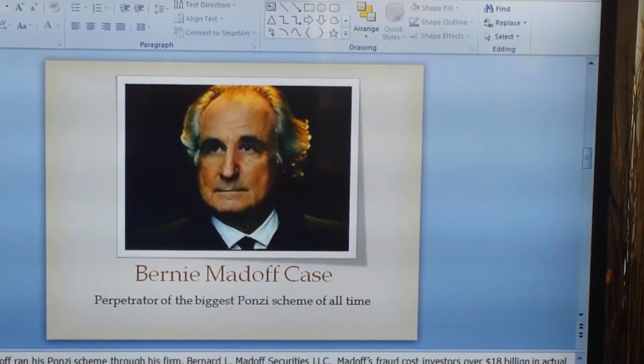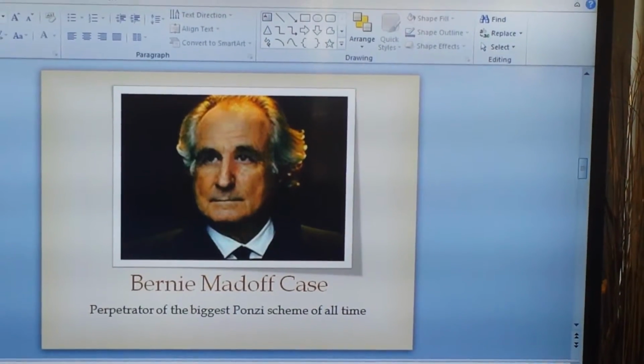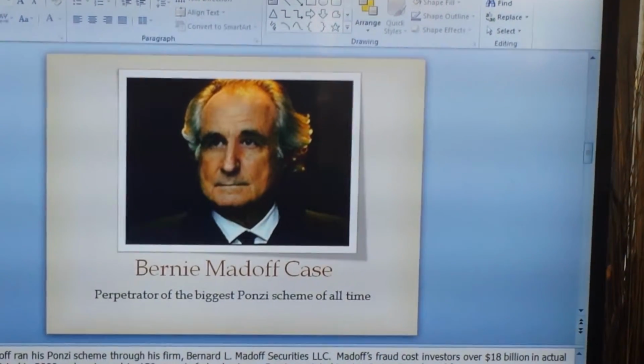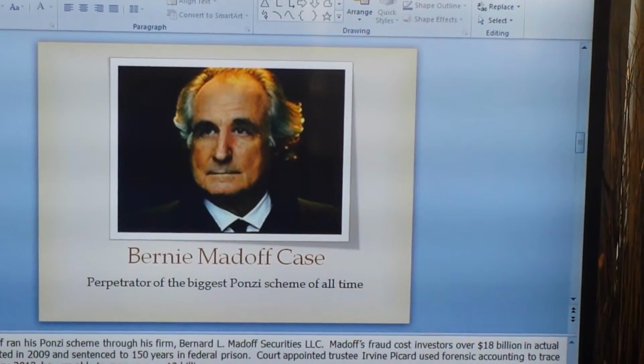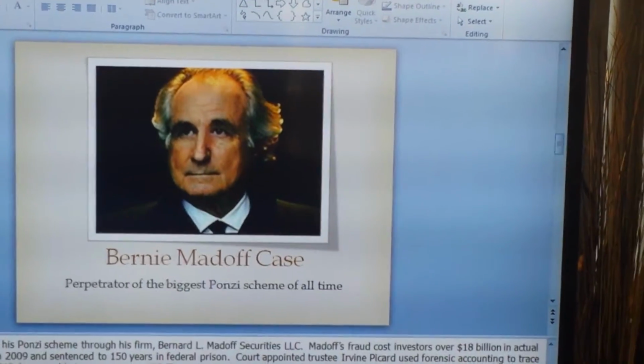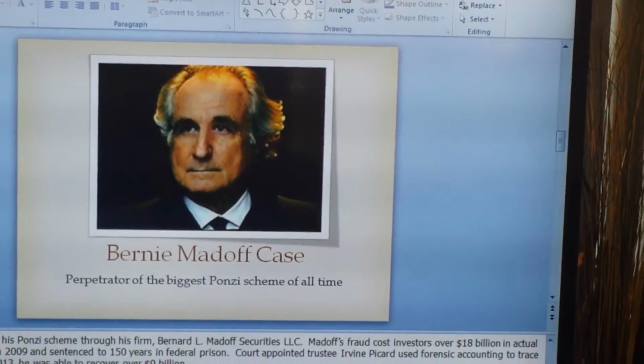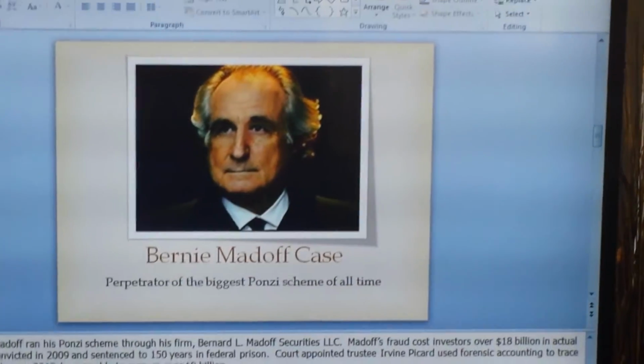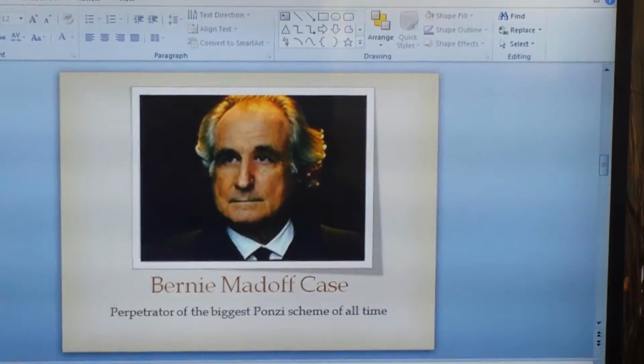Here we have the case of Bernie Madoff. Madoff is the perpetrator of the biggest and longest running Ponzi scheme of all time. For nearly 50 years, Bernie Madoff ran his Ponzi scheme through his firm, Bernard L. Madoff Securities, LLC.